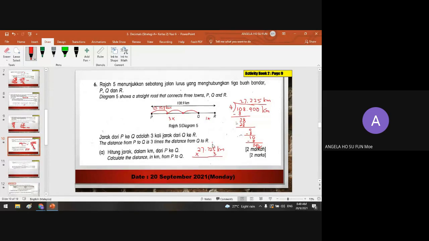3 times 5 is 15. 3 times 2 is 6, plus 1 is 7. 3 times 2 is 6, remain, decimal point. 3 times 7 is 21. 3 times 2 is 6, plus 2 is 8. So your answer is 81.675 kilometers. Okay, this is A.